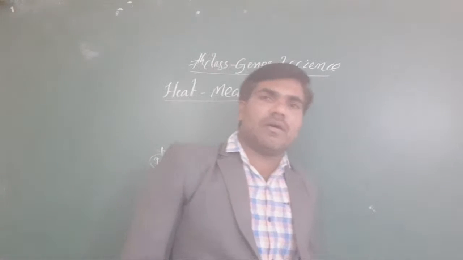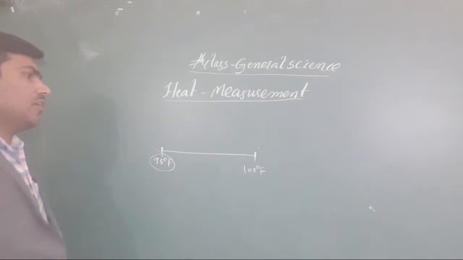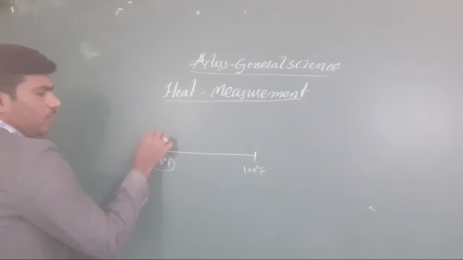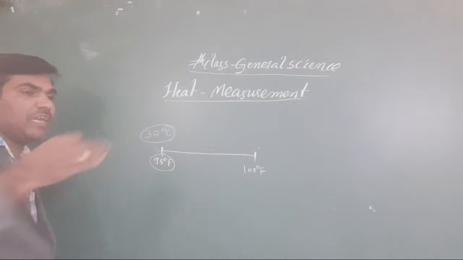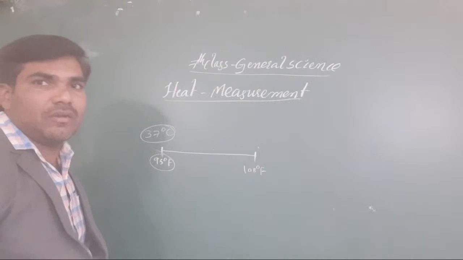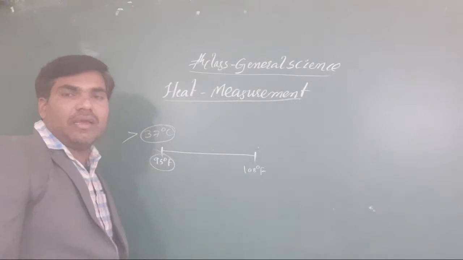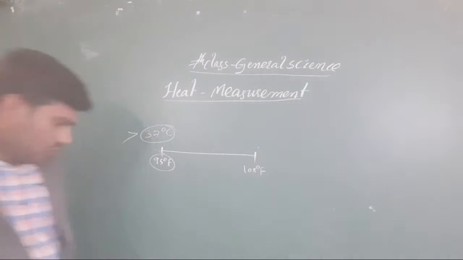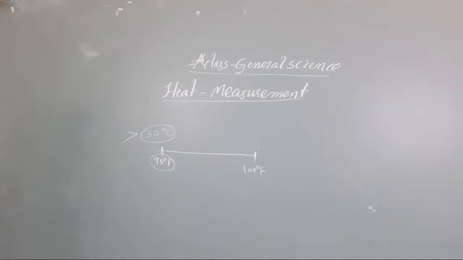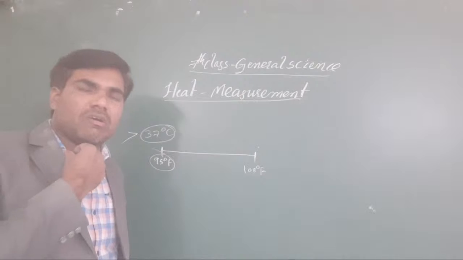That's why there is hot water. What does hot water mean? Our body temperature is only 37 degrees centigrade. When it is greater than 37 degrees centigrade, only at that time will it feel like hot water. For this purpose we have to measure that hot water. Got it or not, all the students?